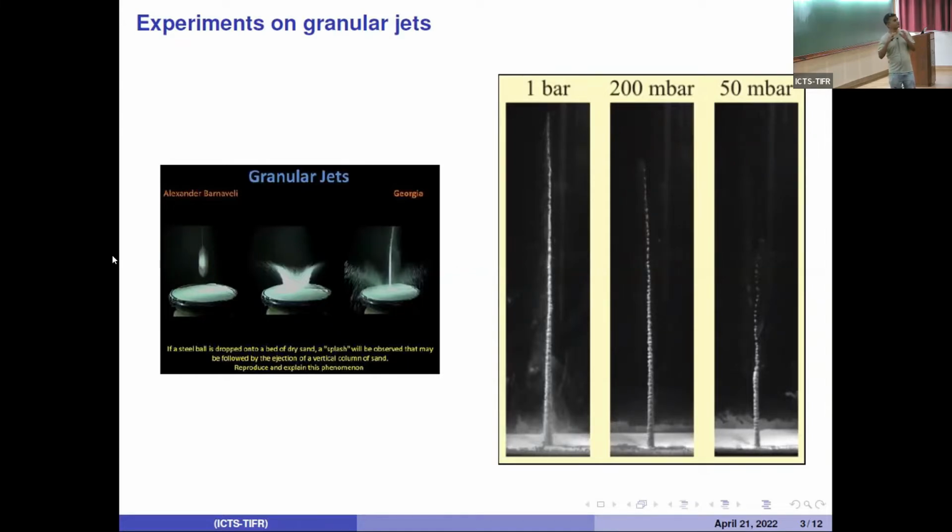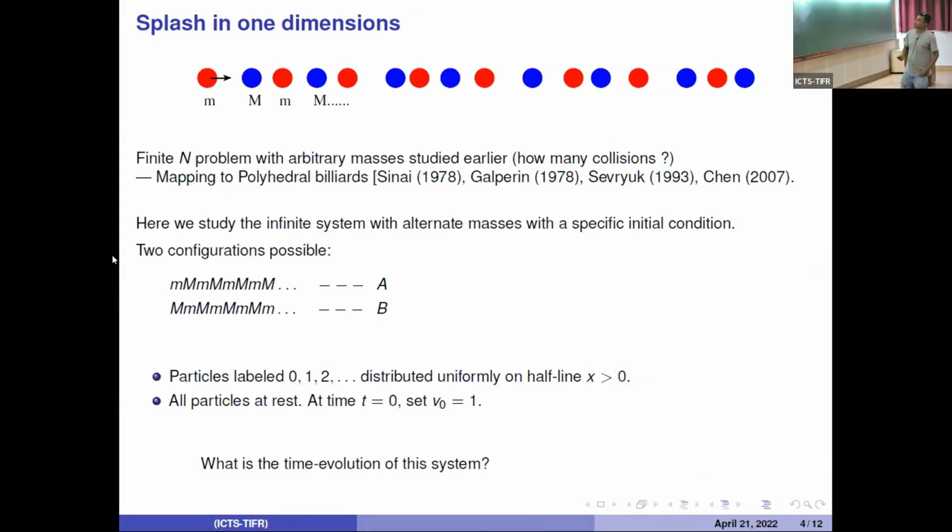We want to think of the simplest example where a similar thing happens. This is again the problem that Santosh just talked about: a set of point particles on the real line. I've drawn balls, but they're really point particles. We take them to have masses small m, small m, and capital M, and so on. They're initially randomly distributed on the half line. Every particle is at rest, and then this particle moves with unit velocity, let's say, and you ask what happens.